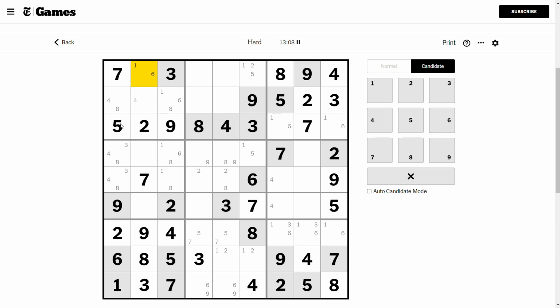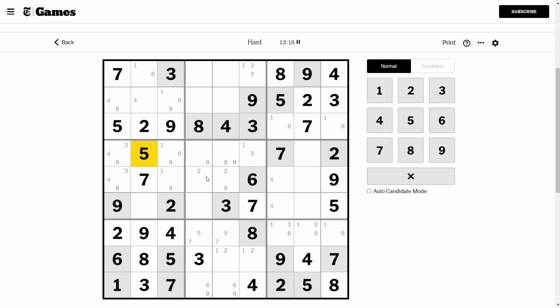Oh wait, alright. So these 5s mean that 5 can only go in one of these 2, but this cell also sees this 5. So this is a 5. 5 must go there. And now this cell sees this 5, so it's removed. So we can place these, all of those.